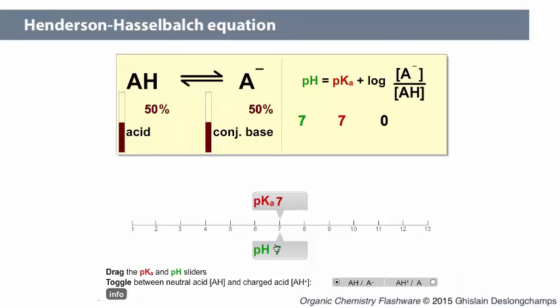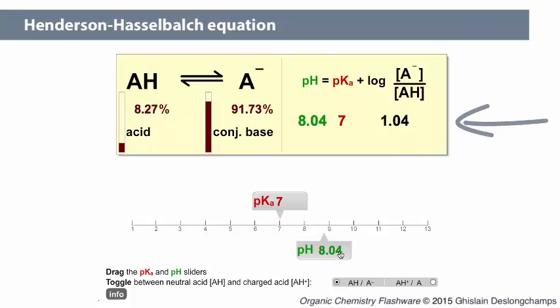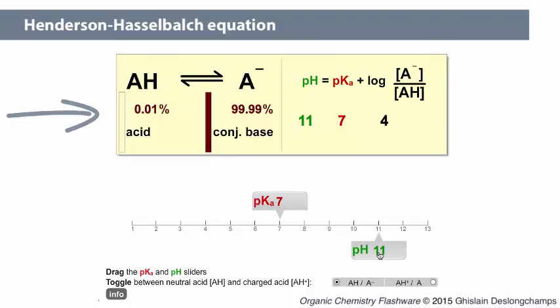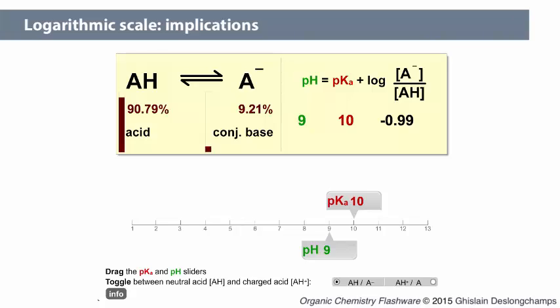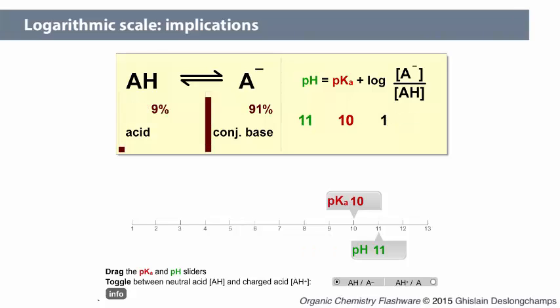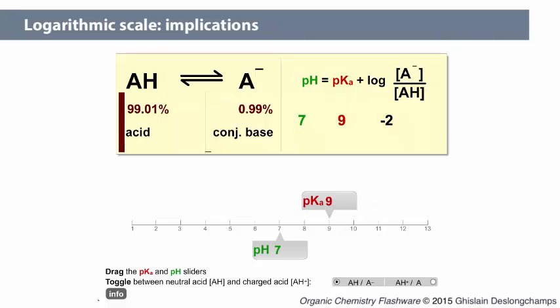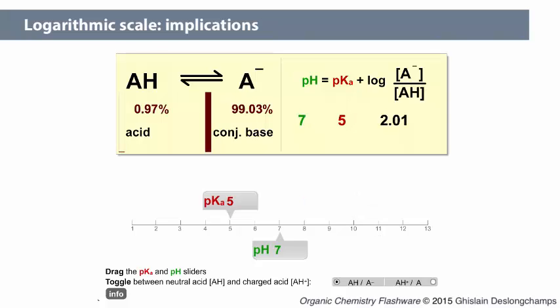As we change the pH and pKa values with the sliders, the values in the equation change accordingly, and the concentrations of the acid and conjugate base change accordingly. pH and pKa are on a logarithmic scale. What is the impact of a 1-unit difference between pH and pKa on the relative concentrations of the acid and conjugate base? What is the impact of a 2-unit difference?